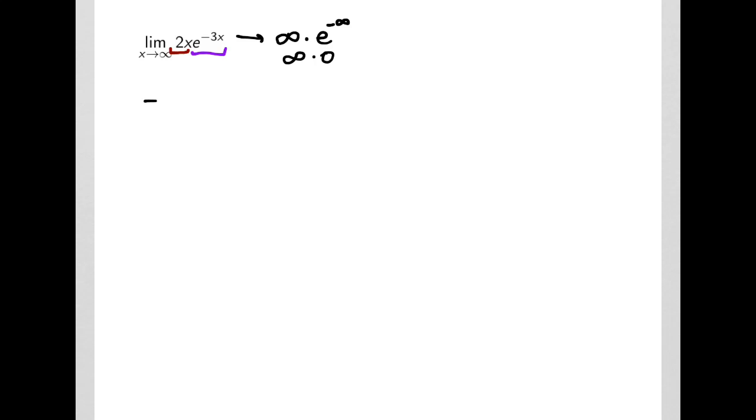In order to use this, I really need to put it in a fraction form so I can use L'Hopital's rule. So that exponential naturally fits: e to the negative 3x is the same as dividing by e to the positive 3x. And now I have a limit where the numerator goes to infinity and the denominator goes to infinity. So L'Hopital's rule applies.